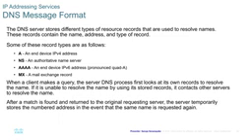When a client makes a query, the server's DNS process first looks at its own records to resolve the name. If it finds the name within its own server, it is able to resolve that request. If it is unable to resolve the name by using its stored records, it contacts other servers to resolve the name. After a match is found and returned to the original requesting server, the server temporarily stores the numbered address in the event that the same name is requested again.